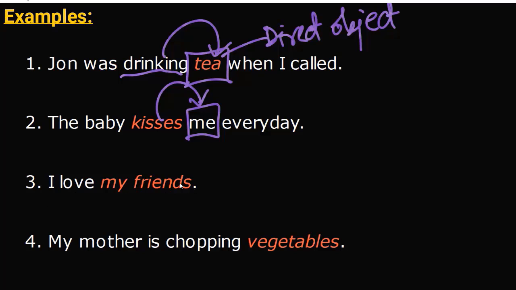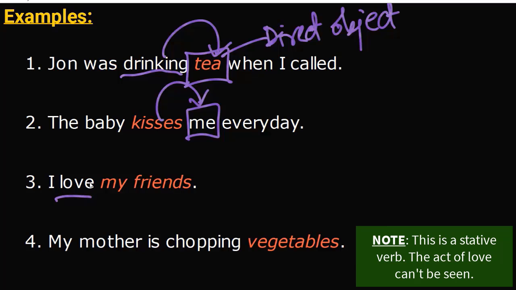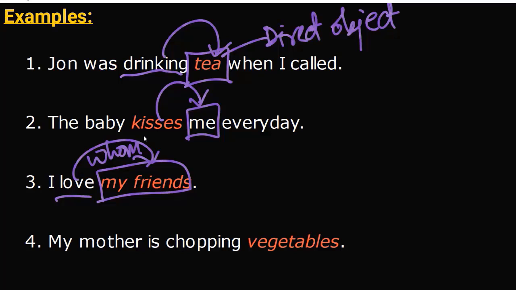I love my friends. Can you love somebody? Absolutely. But here, note, love is not a dynamic verb. It's a stative verb. Stative verbs also have objects, right? I love whom? I love my friends. I love whom? The moment you ask this question, I love whom, you get the direct object, which is my friends. I love my friends.